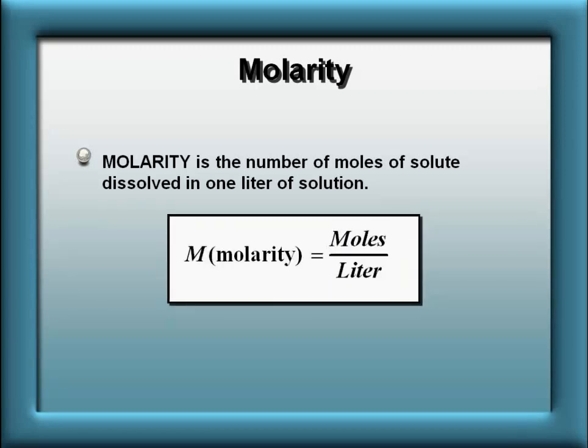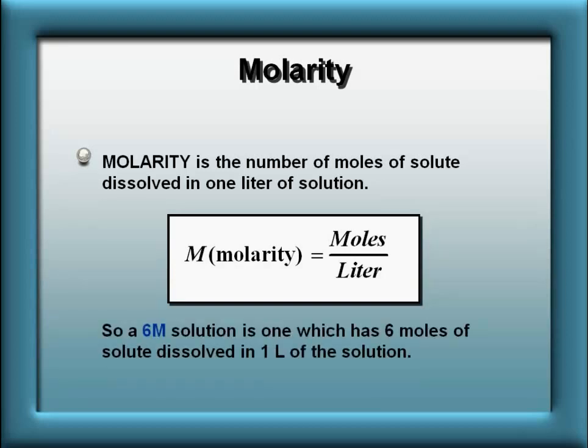Capital M notes molarity. So whenever we talk about a molar solution, we're going to use capital M equals moles divided by liters. So a 6 molar solution is one that has 6 moles of solute dissolved in 1 liter of solution. I have attached here to our video a little way of helping you remember what molarity is. So take a look.